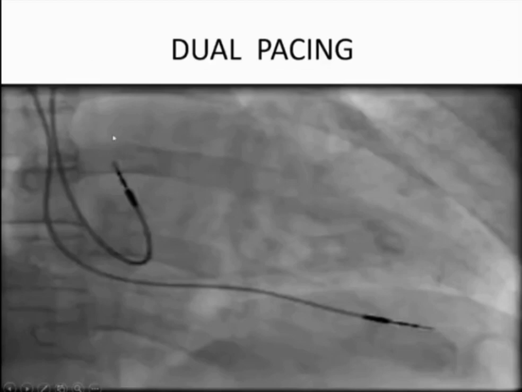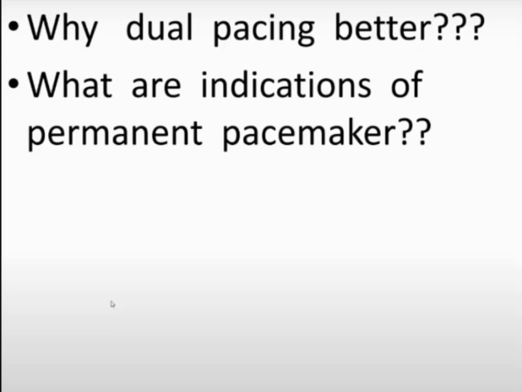And this is dual pacing. يعني أكو عندنا right atrium pacing here and right ventricle pacing here. Okay. So whenever it's possible, it is better to put a dual pacing in the patient who needs a pacemaker. Why is it better? مثل ما قلنا، because we want to keep the synchrony between the atrium and the ventricle.